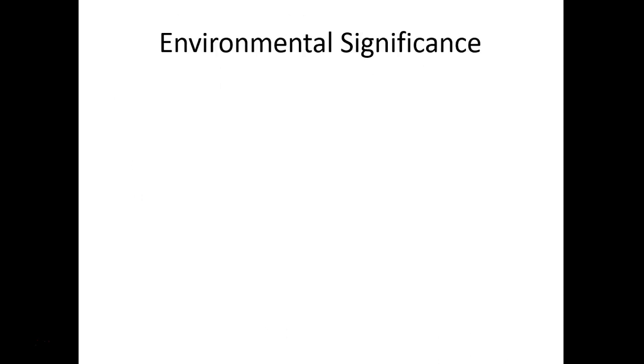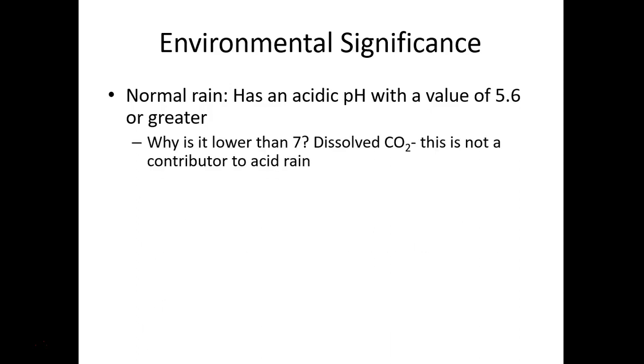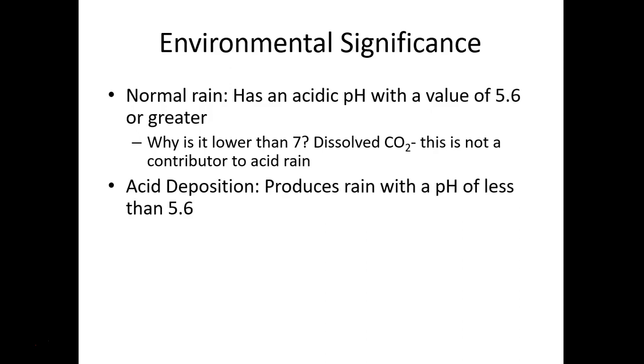They also have really important environmental significance. So you've probably heard of acid rain. Now you might or might not know that normal rain is acidic. The value of normal rain for pH is 5.6 or greater. And the reason that it's still less than 7 is that there's dissolved carbon dioxide, but that's not considered to be a contributor to acid rain. Because acid rain has a pretty specific definition. Acid deposition produces rain with a pH of less than 5.6.